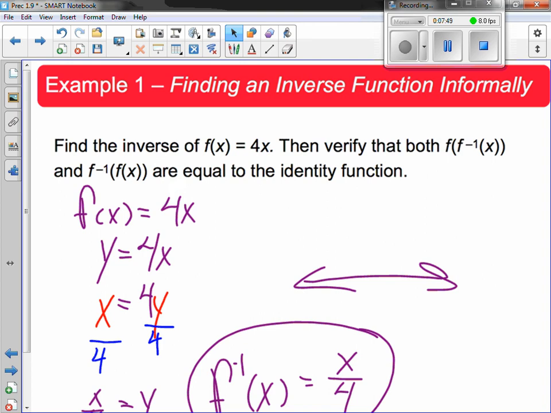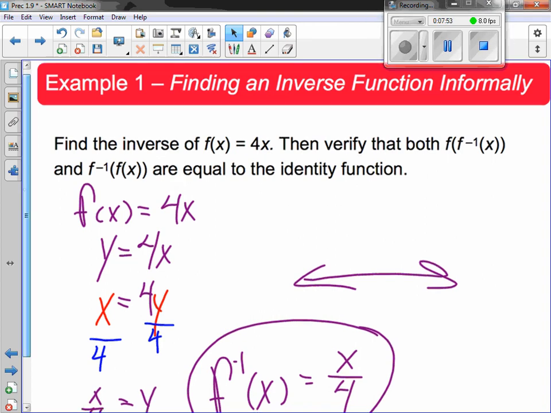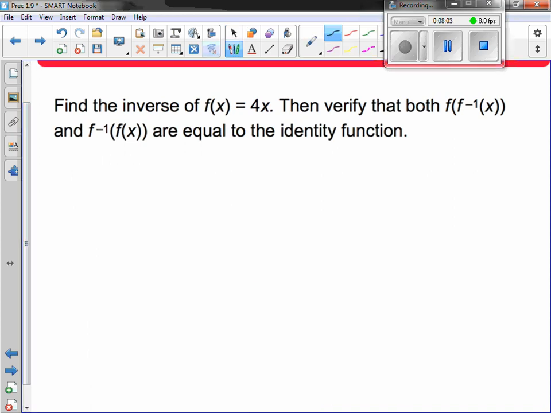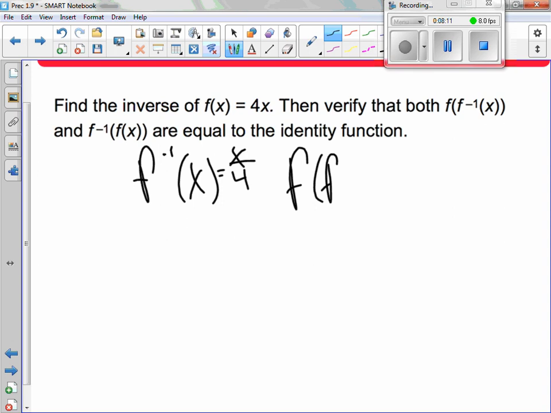I just realized we didn't finish this problem because I got off on my tangent. It's just verify that f inverse of x, f of f inverse of x, and f inverse of f of x give us the same thing. So I'm coming back to this here. f inverse was x over 4. And this will be good, Tori, for the composition of functions, which we did in 1.8, just because you missed that day.